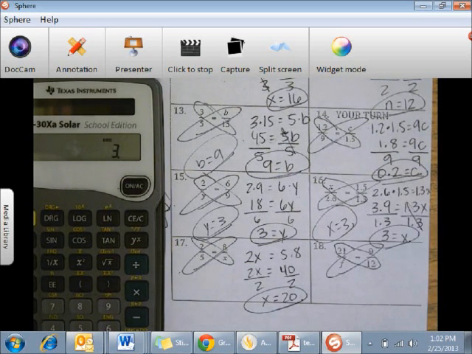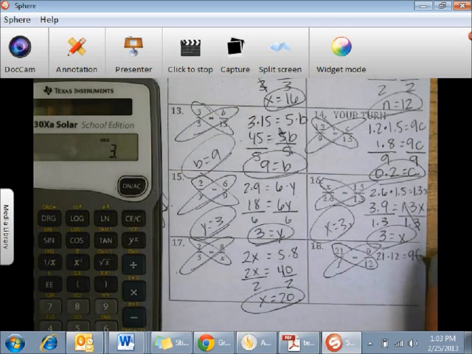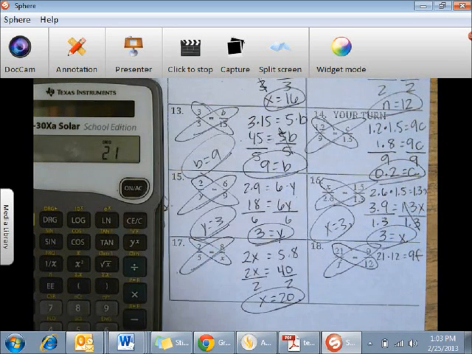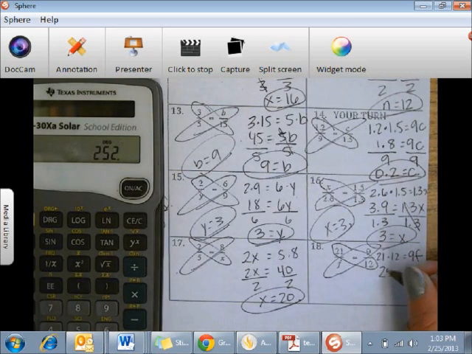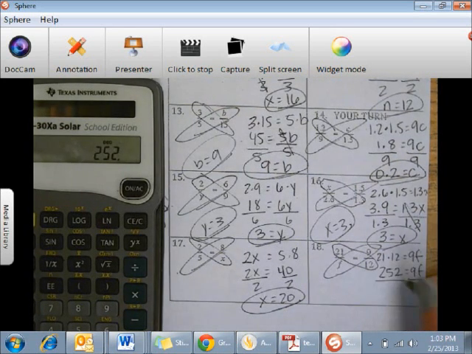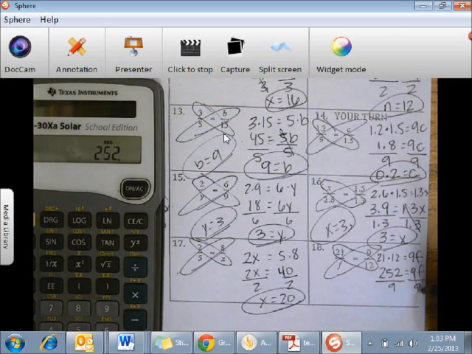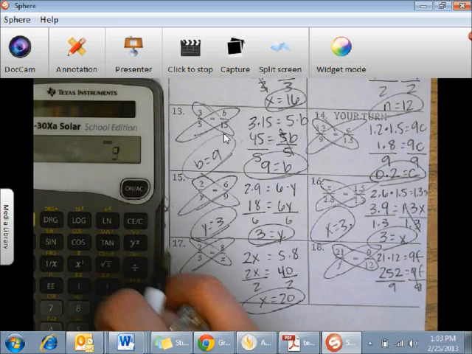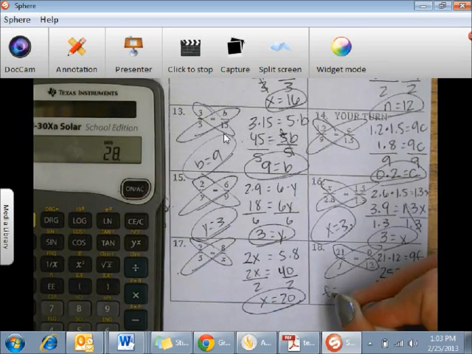cross multiply, butterfly method, and you'll get 21 times 12 gives you 9f. 21 times 12 gives me 252 equals 9f. Divide by 9, divide by 9. And you'll get 28 equals f. Or f equals 28.